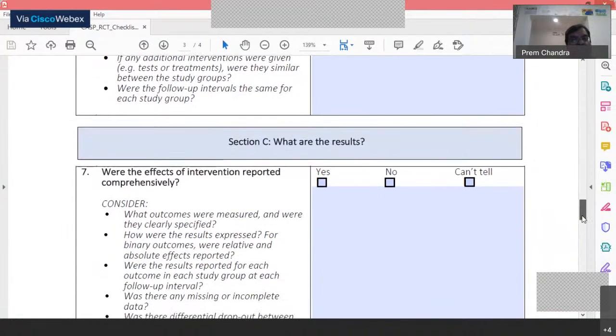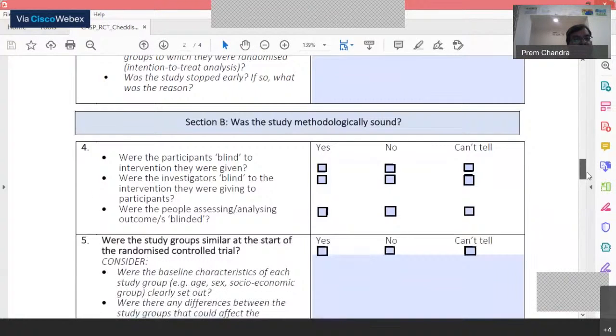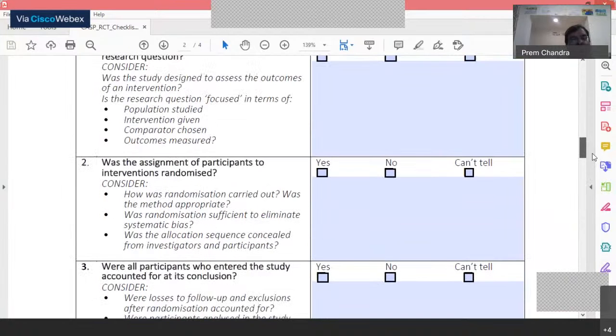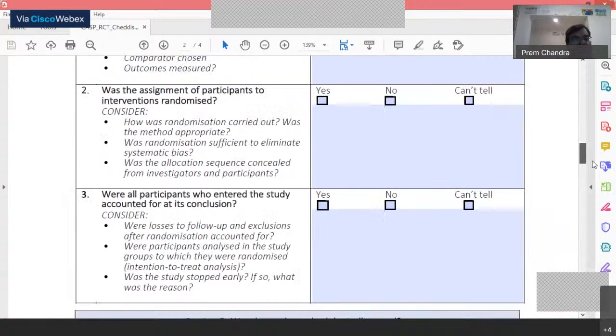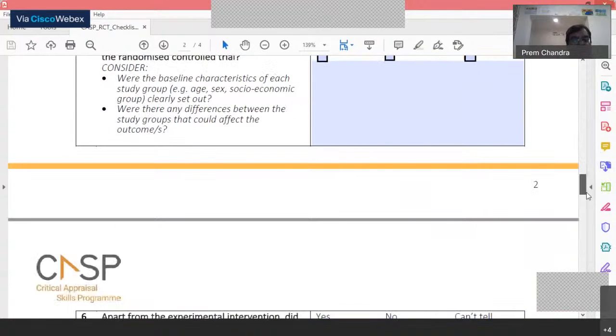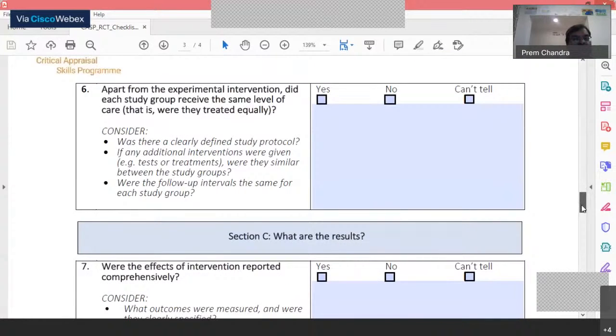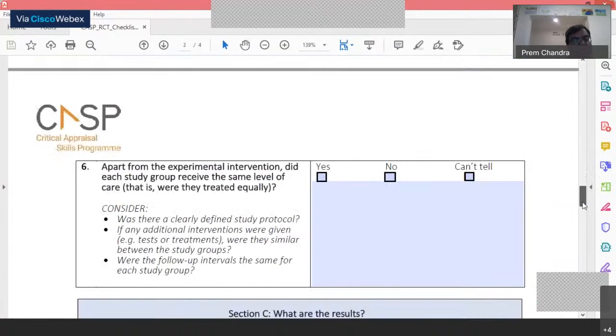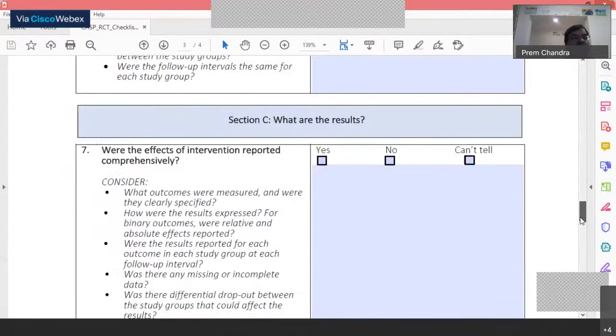From question number 1 to 3 belongs to section A, which talks about the study design validity. Questions 4 to 6 talk about the methodological point of view: the randomization generation, the balance at baseline, and the care provided in both groups. And then question number 7 is about validity of the results: were the effects of the intervention reported comprehensively?